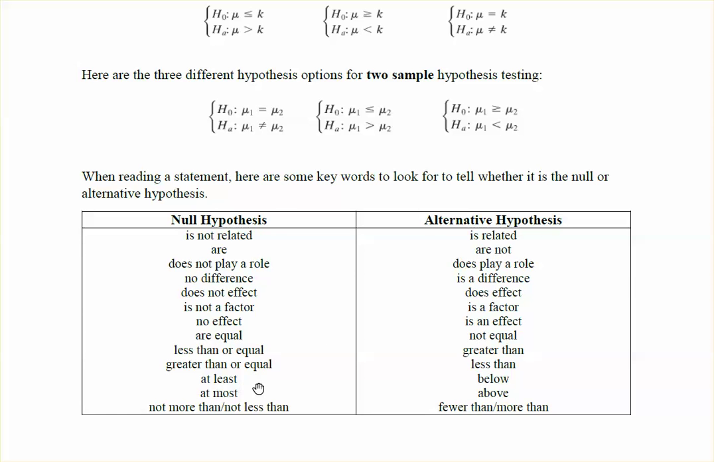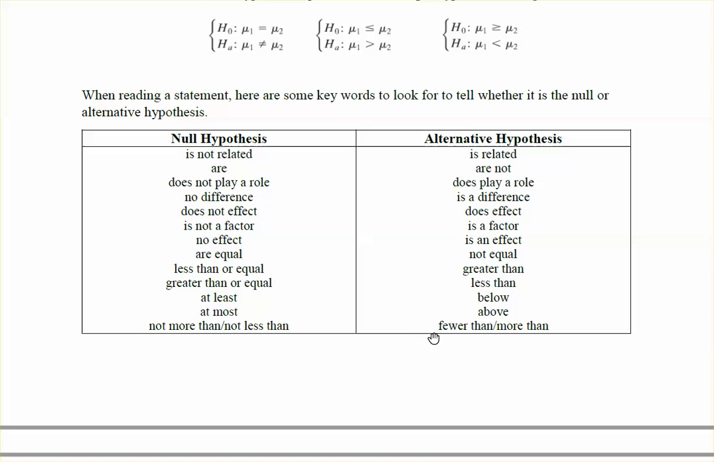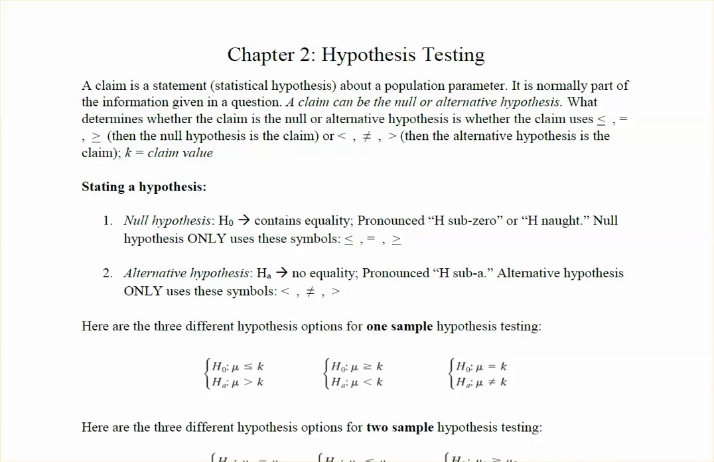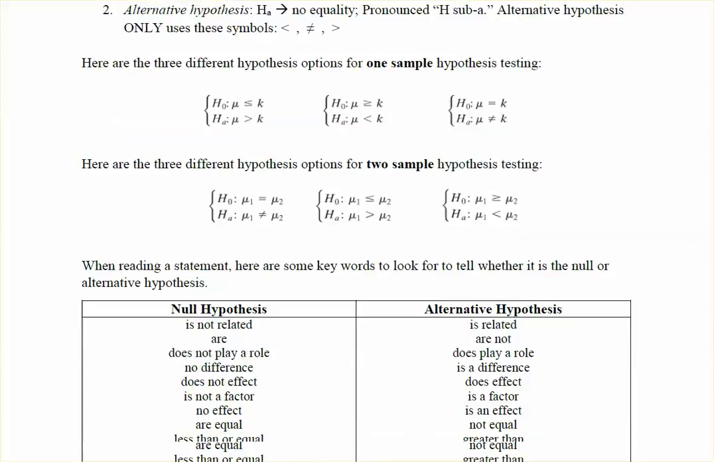You can't say "at least" and "is a factor." That's kind of not the same. You would want to actually say "less than or equal," and then you use "greater than" or "at least" and below. So you'd want to use ones that are kind of side by side to each other. So that is everything for our Chapter 2 hypothesis testing for just this week.